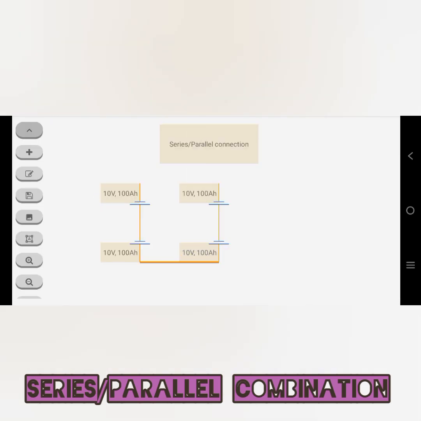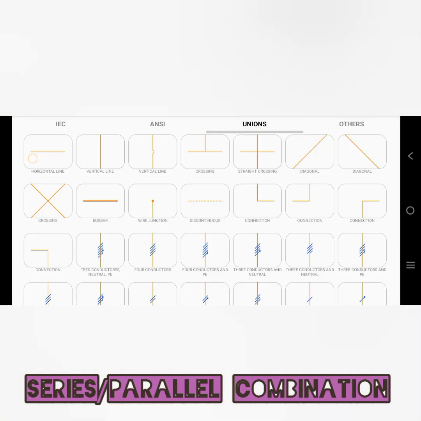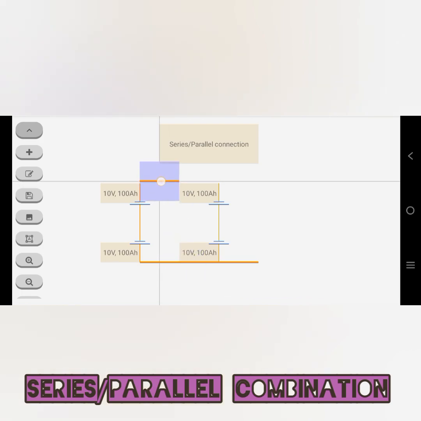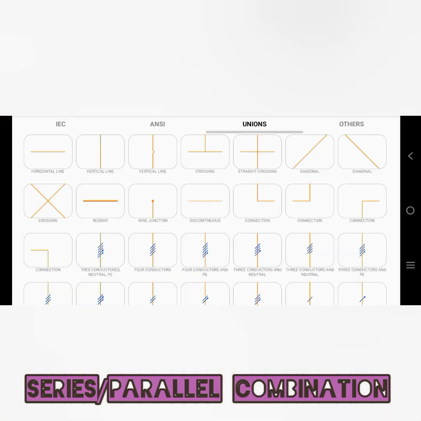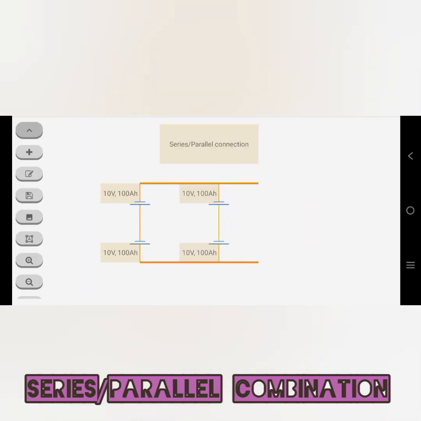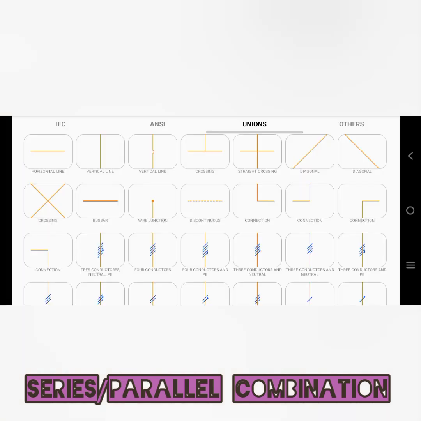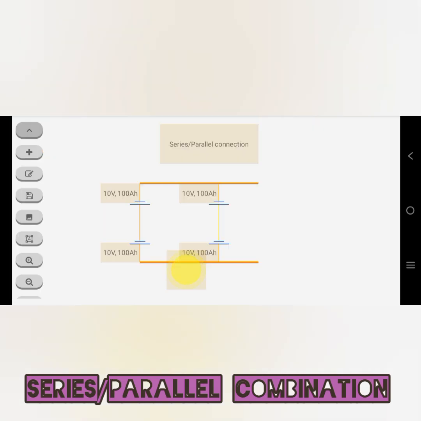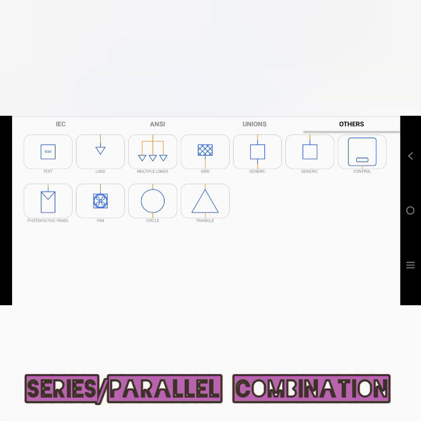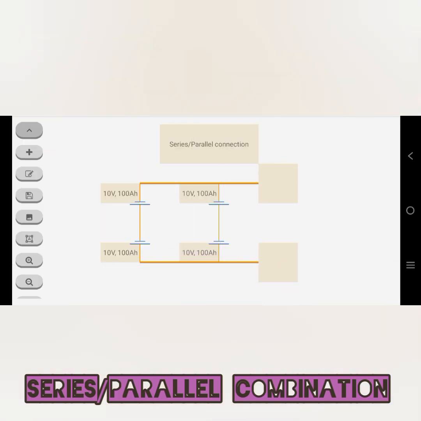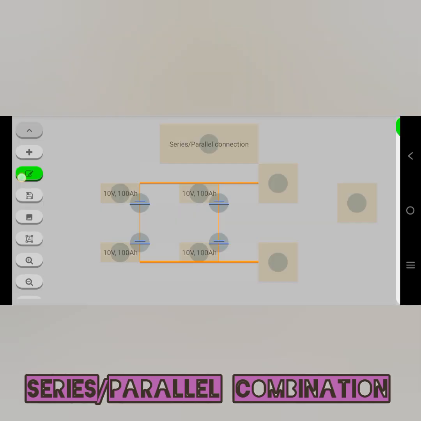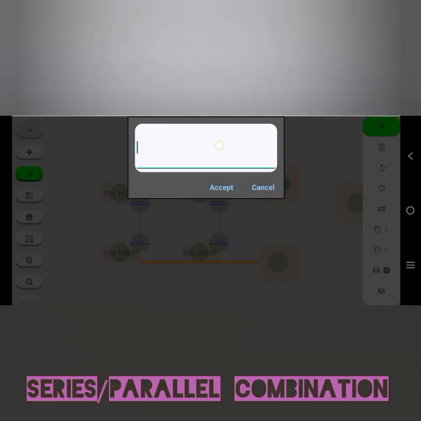In here I have made two sets: set 1 with two batteries, set 2 with two batteries. Set 1 in series and set 2 in series will be connected with your load in a parallel combination. Now we are going to calculate these series and parallel combinations, and how much output will come. Let us calculate now.